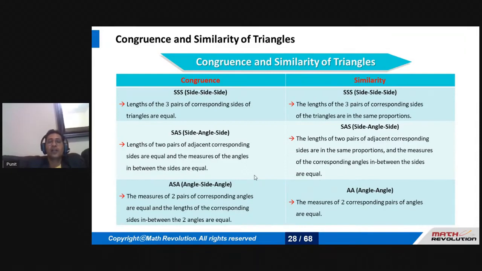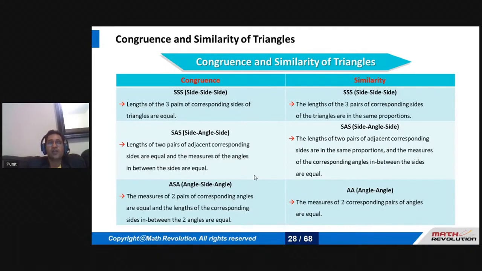The second property is SAS, which is side angle side. The lengths of two pairs of adjacent corresponding sides are equal, and the measure of the angles between them is equal. In the same way, for similarity, it would be proportion, but the angles would be equal.